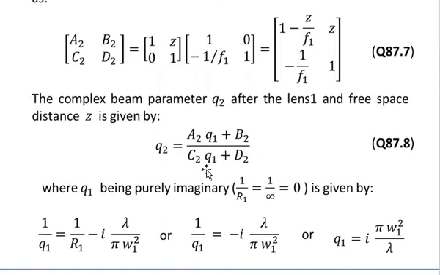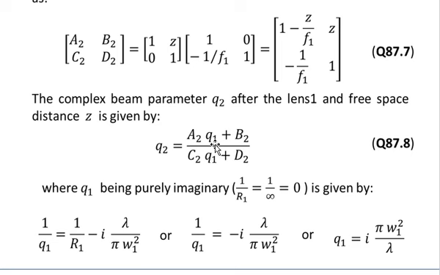You know that this matrix is obtained from Q2 is equal to (A2 Q1 plus B2) over (C2 Q1 plus D2). Since we are using the elements A1, B1, C1, and D1, in our case Q2 will be equal to (A1 Q1 plus B1) divided by (C1 into Q1 plus D1). If you set both Q1 and Q2 equal to Q, then this equation will give you an equation which is quadratic in Q.